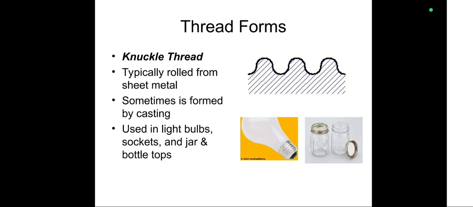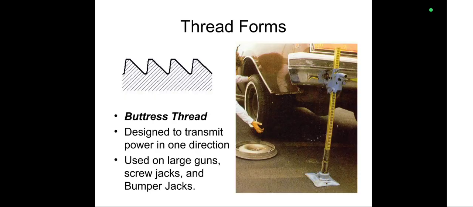Knuckle thread. Typically rolled for sheet metal, sometimes formed by casting, used in light bulbs, sockets, jars and bottle caps. These are all the threads used in these applications. Next, thread form buttress thread. Designed to transmit power in one direction. Used in large guns, screw jacks and bumper jacks.